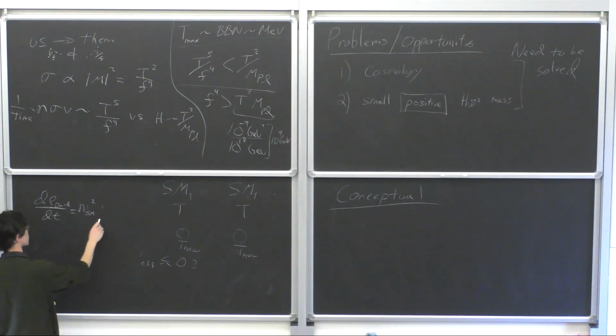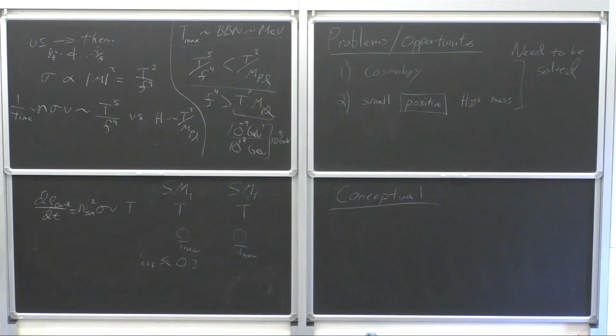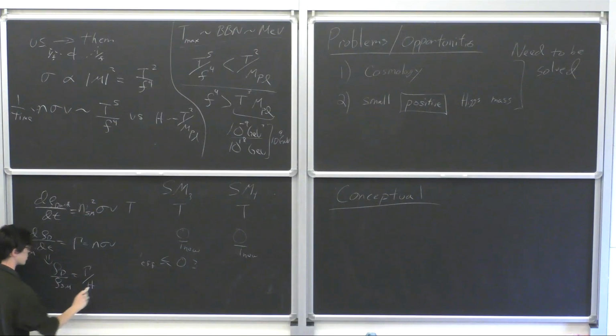N_SM squared sigma v times the temperature. This is, roughly speaking, what the Boltzmann equation is. If you rephrase this, you can say d rho_dark/dt times 1 over rho_standard model is this gamma. This is the n sigma v I had before. I now just say, screw the integral, multiply by time, a poor man's way of doing the integral. You get rho_dark over rho_SM equals 1 over t multiplied by t, gamma over Hubble.